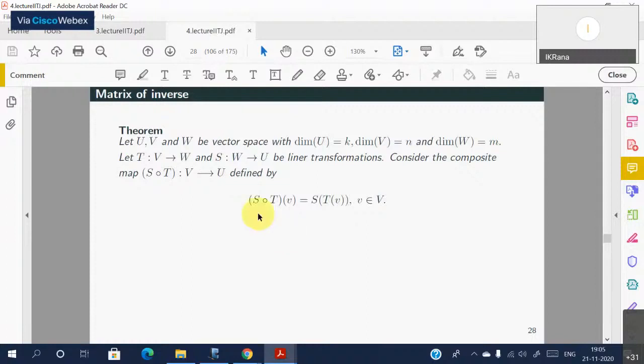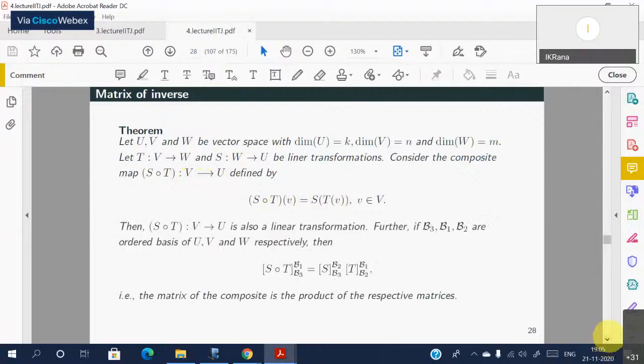So it says, if you take a linear transformation T from V to W and a linear transformation S from W to U, then the composite S composite T is again a linear transformation. A composite of linear transformations is a linear transformation. So S composite T is from V to U, and for this linear map, the matrix representation comes from the product of the corresponding matrices.